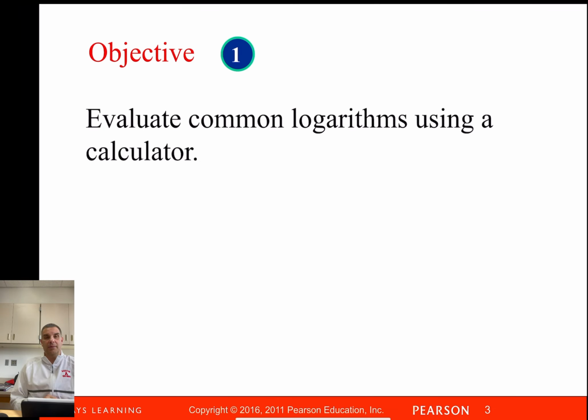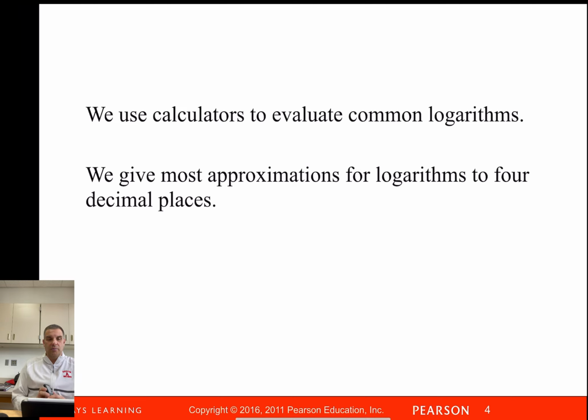So evaluating common logs. Common logs are the logs that are on your calculator. So you see the log button on your calculator. A common log is a log with a base of 10. We use calculators to evaluate common logs. These give an approximation to logarithms, and we're going to give them to 4 decimal places. 4 significant digits is oftentimes what you see.